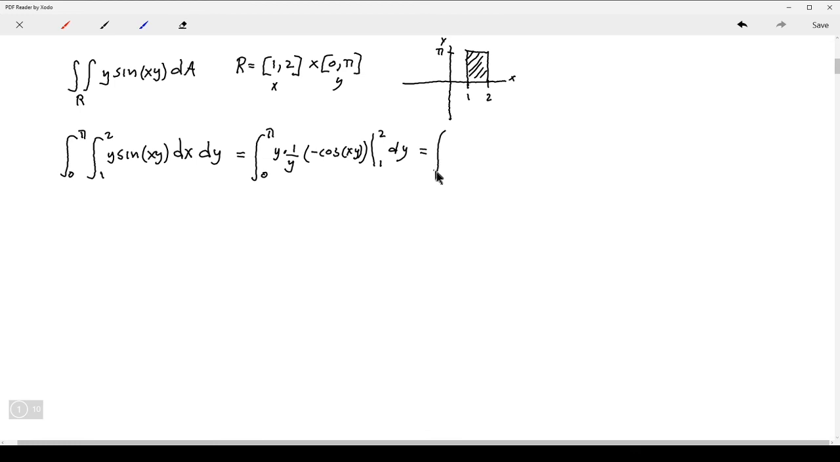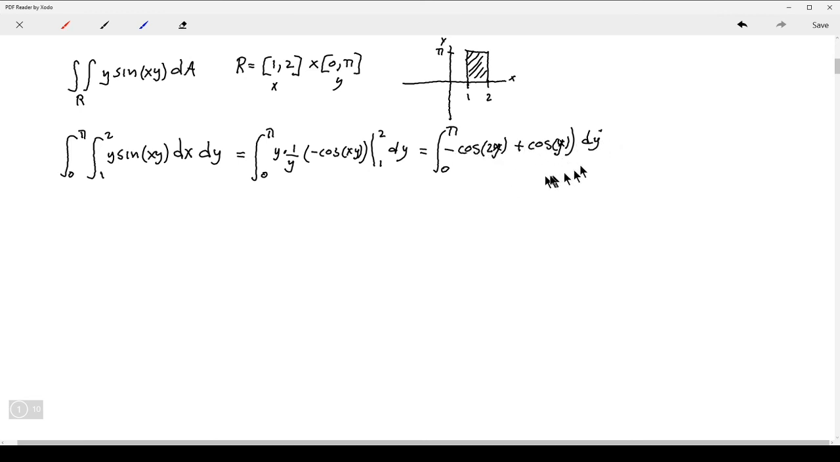So 0 to pi. Those go away. So I have negative cosine 2y minus, which becomes plus cosine 1y, dy. I heard you yelling at me, I promise. So this is what I'm looking at now.